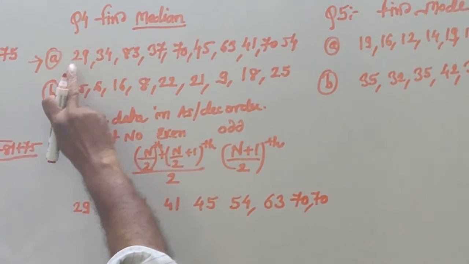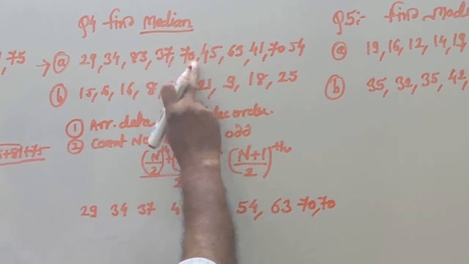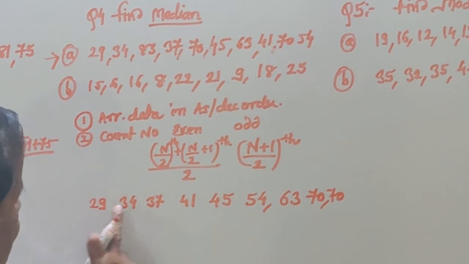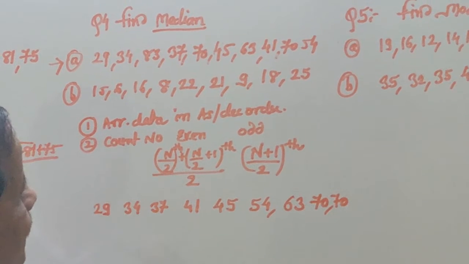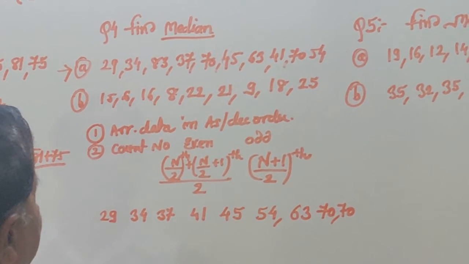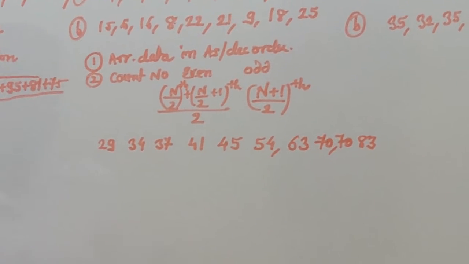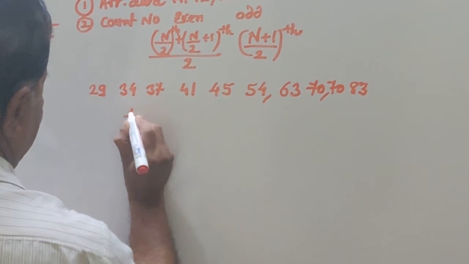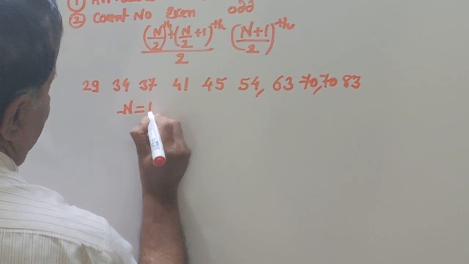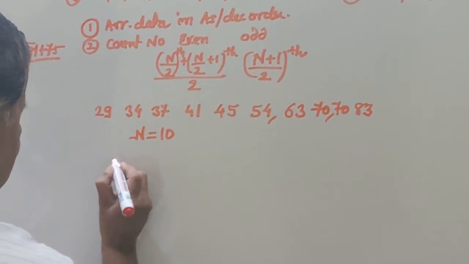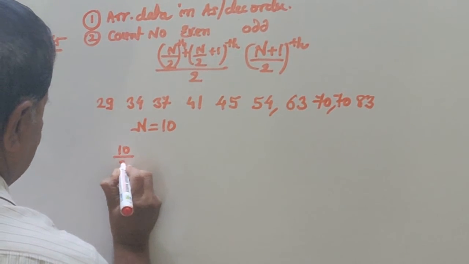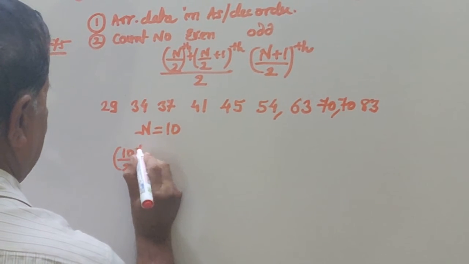Now how many numbers are there? 1, 2, 3, 4, 5, 6, 7. One number is missing here. Which number is missing? 3 is missing. Now I arrange this one. So now I count the numbers. The value of n is 10. Now I know the formula, meaning the 10 by 2th term.